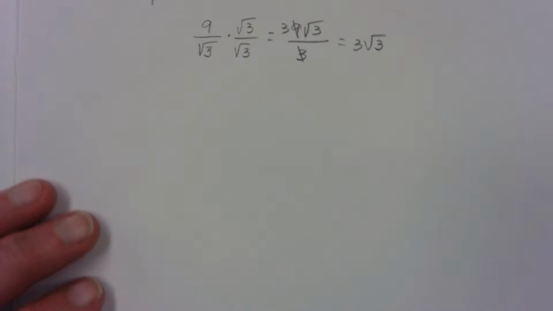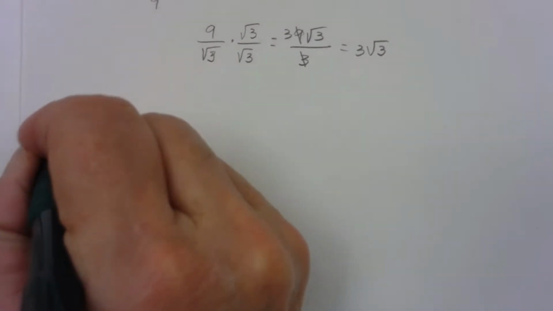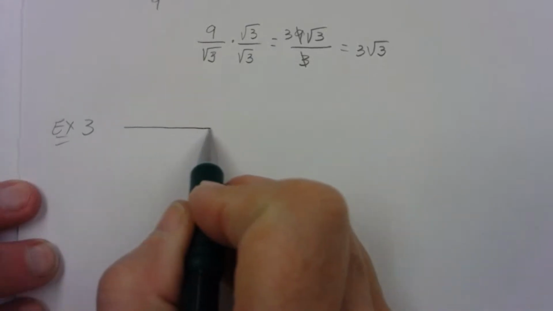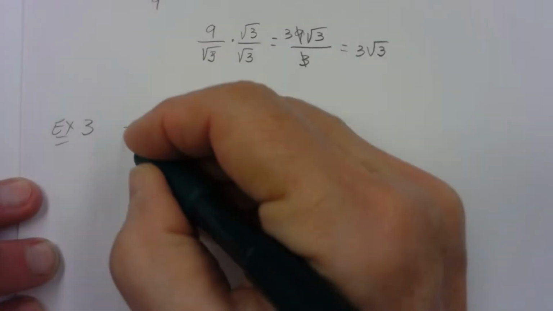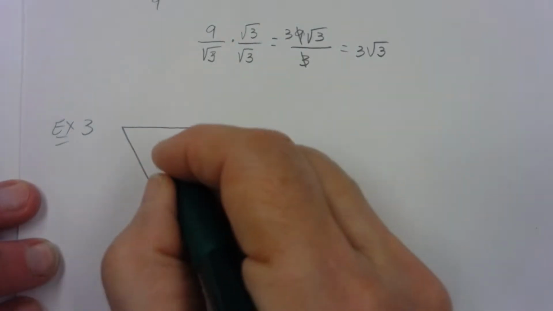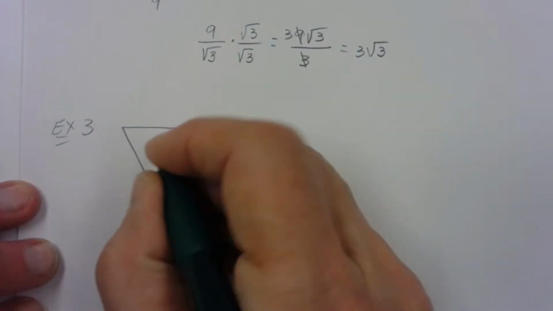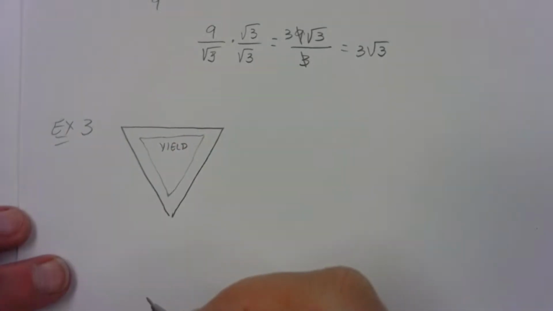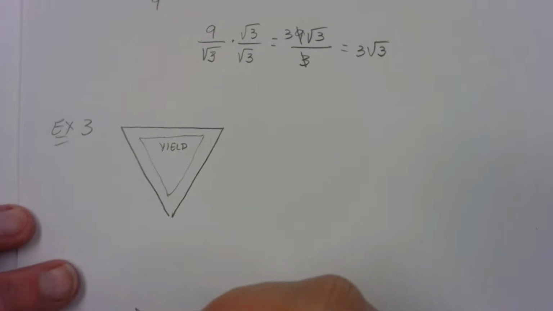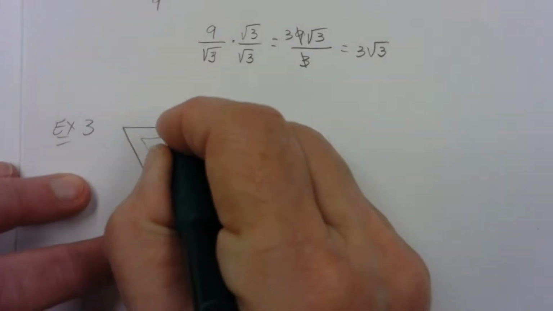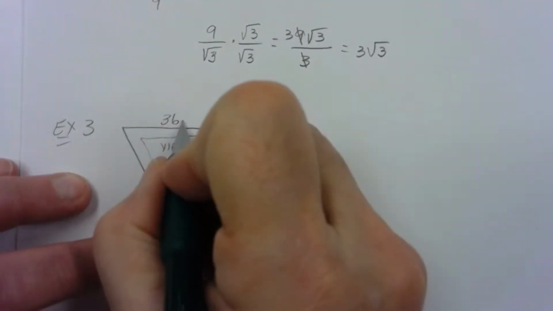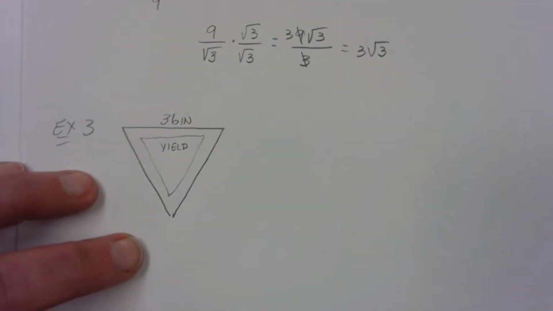Example 3 says, the road sign, it's a yield sign. It looks like this. It says yield in the middle of it. And it's got the border on it, all that stuff. Anyway, it says, the road sign is shaped like an equilateral triangle. Estimate the area of the sign by finding the area of the equilateral triangle. So this is 36 inches here. It's 3 feet. That's a big sign.